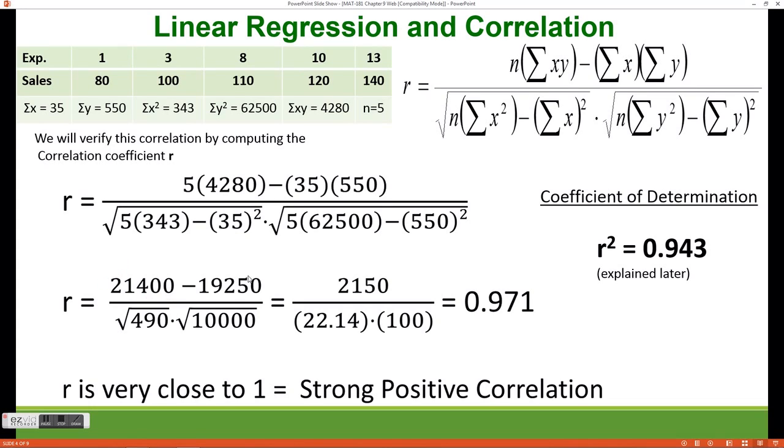These four values now are the ones we're going to work with to finish the calculation. If I take the square root of 490, I should get 22.14, and the square root of 10,000 would give me 100. I multiply those values together and I divide them into the numerator, 2,150, and that should give me a value of 0.971. The final value of r, 0.971, tells us there is a strong positive correlation between these two variables, since that number is very close to 1.